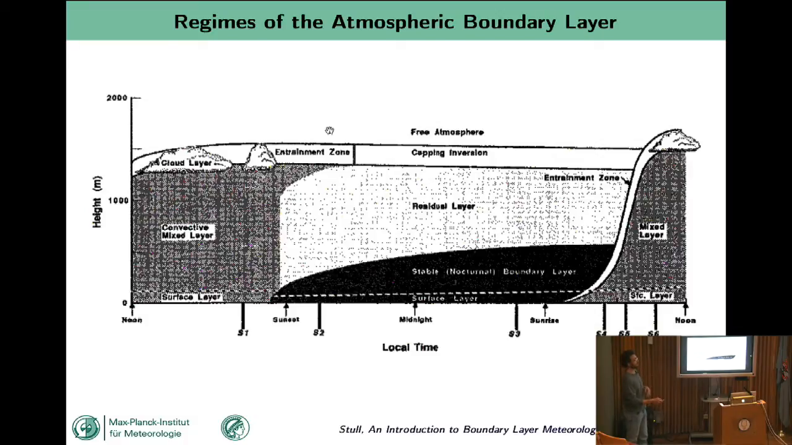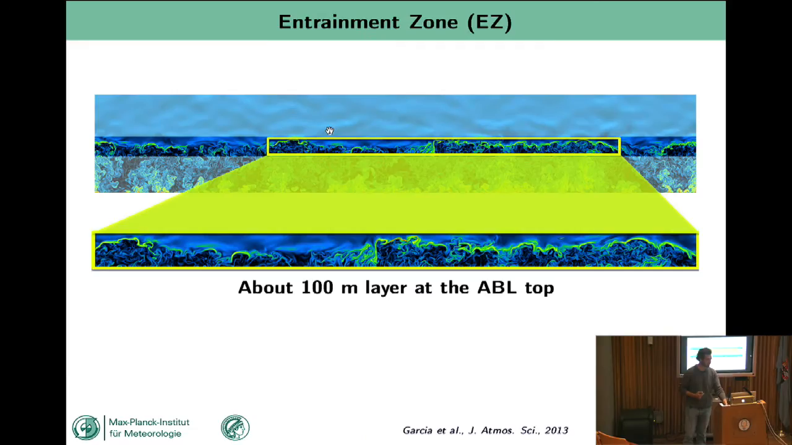The sun rises, and then you develop a convective boundary layer that grows through this stable boundary layer, the residual. And in the summer, since you have more day than night, it keeps growing day after day, and in the winter, the opposite. So this is more or less the framework where we are moving. And the top is this entrainment zone, this transition region.